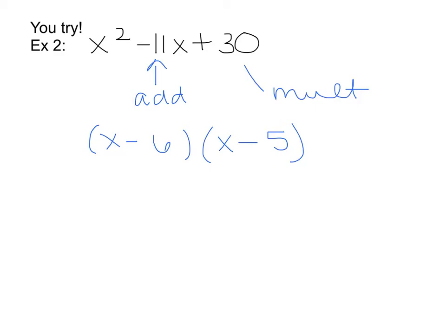You can always check these problems by FOILing those two factors back out, and if it doesn't give you x squared minus 11x plus 30, you probably made a mistake somewhere.